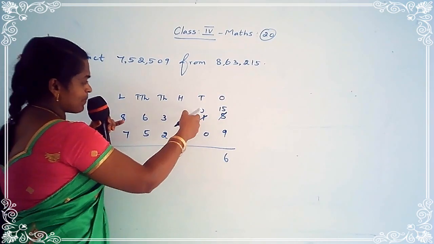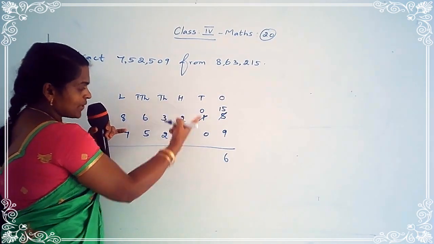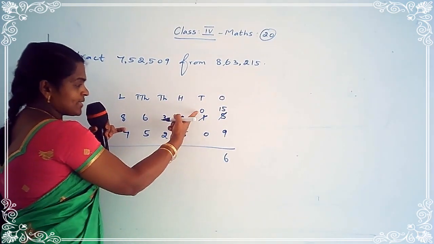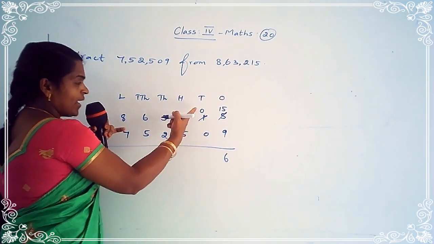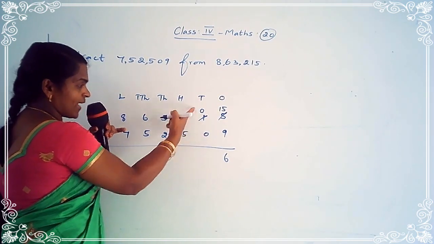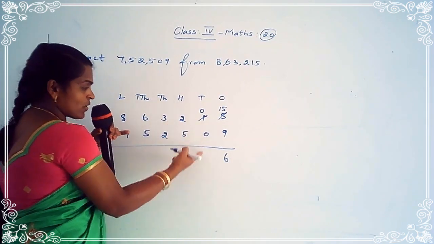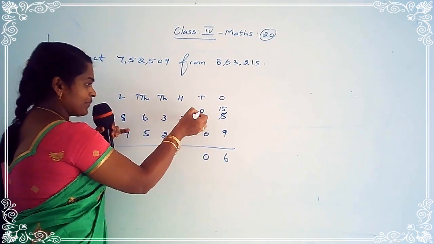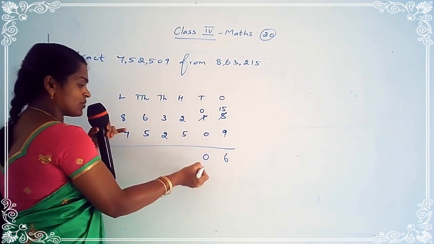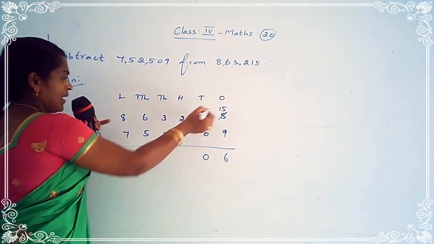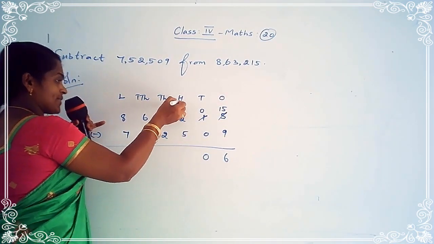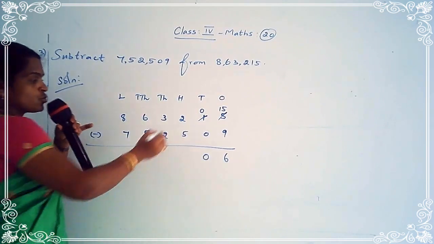Now tens place. Tens place has 0 and 0. Minuend 0, subtrahend 0. Okay, here minuend and subtrahend are same, so that's why our difference is 0. 0 minus 0 is equal to 0. Next you come to the next place, hundreds place. Now you subtract 2 minus 5.